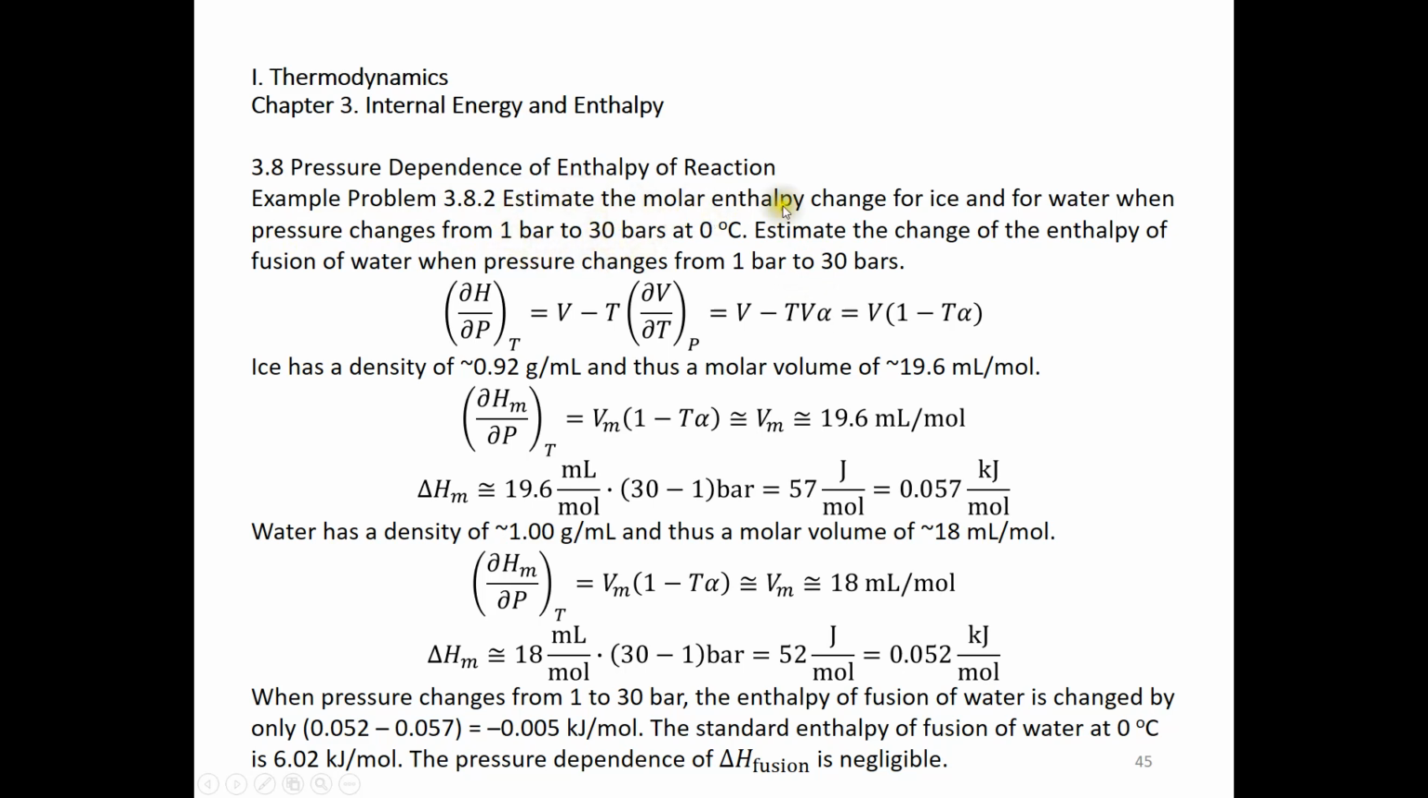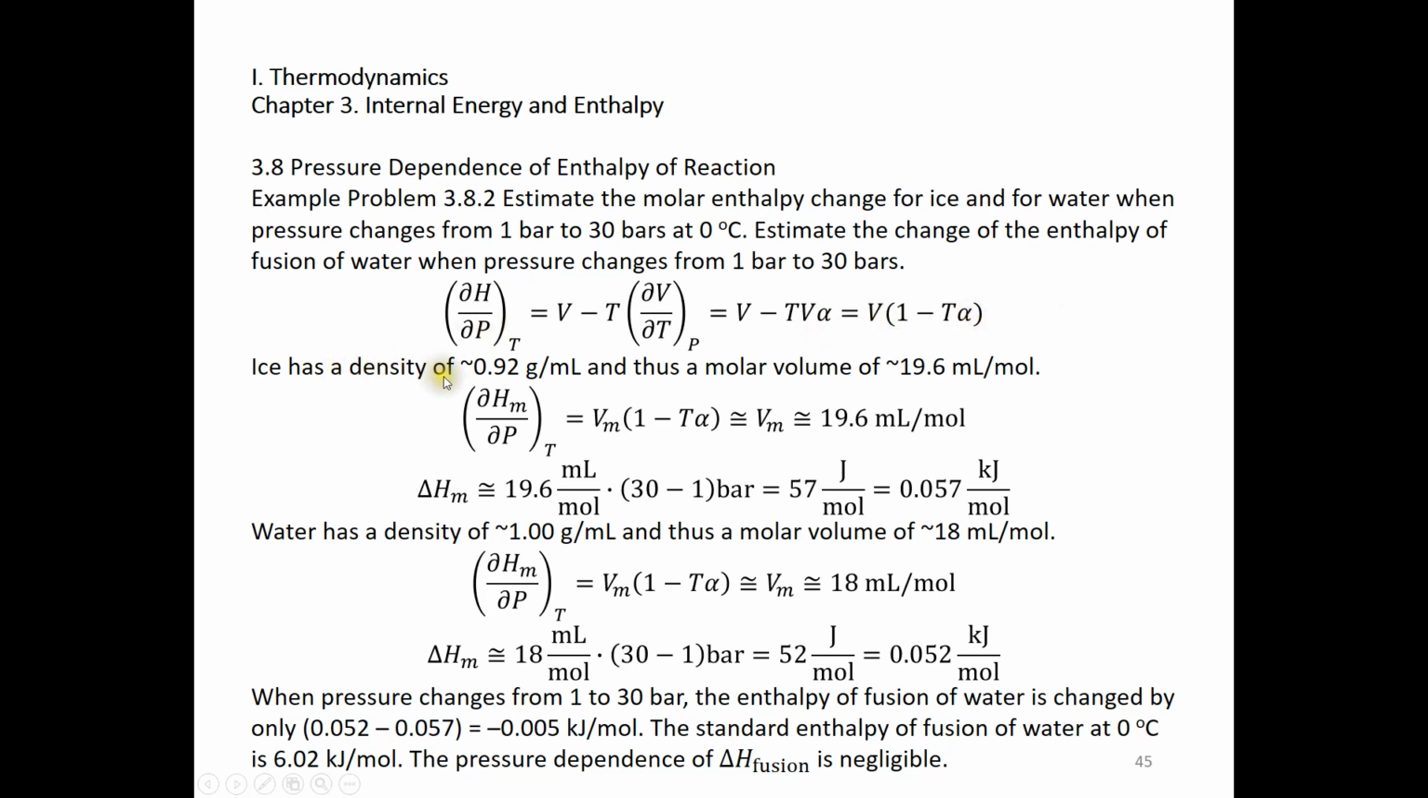Let's look at the molar enthalpy change for both ice and liquid water. Then we can estimate the change of the enthalpy of fusion of water when pressure changes. First, delta H over delta P is equal to V minus T times delta V over delta T under constant pressure. This equation is correct for all substances. Now delta V over delta T is simply V times alpha, from the definition of alpha. And then we have this expression.